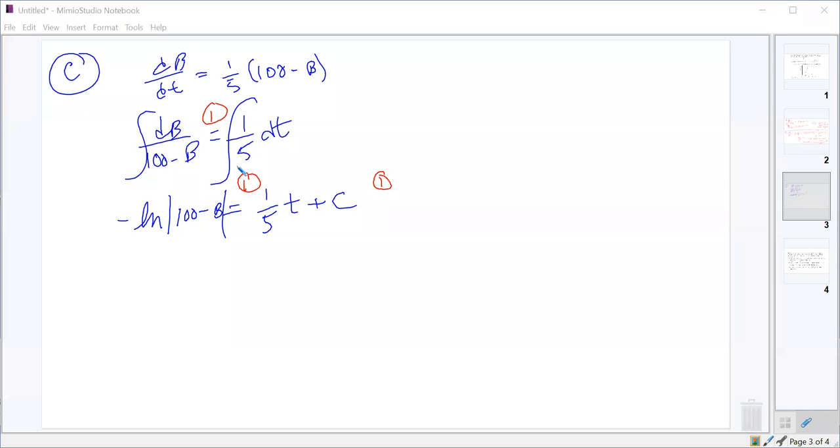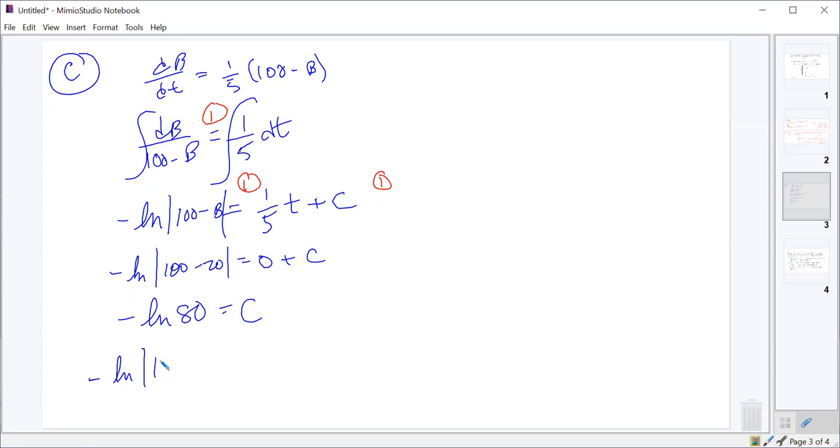All right. So to get the fourth point, you need to use your initial condition, which I believe was the bird's initial weight was 20. So that gives us negative ln 80 as our constant, which gives us negative ln absolute value 100 minus b is equal to 1/5 t minus ln 80.